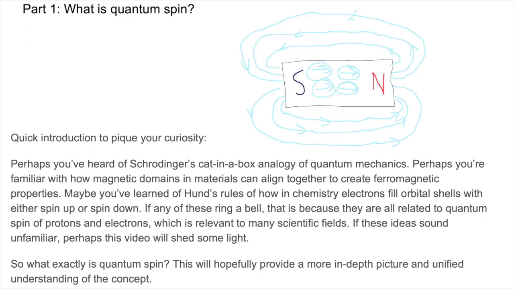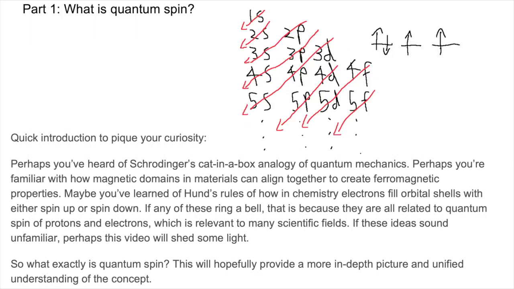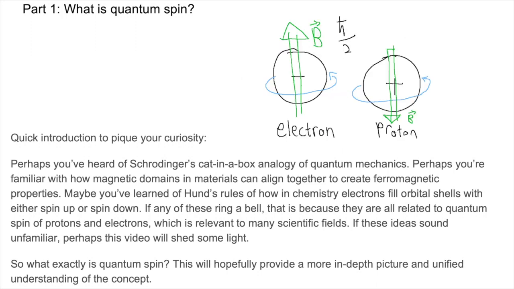Perhaps you're familiar with how magnetic domains in materials align together to create ferromagnetic properties. Maybe you've learned of Hund's rule, of how in chemistry electrons fill orbital shells with either spin up or spin down. If any of these ring a bell, that is because they are all related to quantum spin of protons and electrons, which is relevant to many scientific fields. If these ideas sound unfamiliar, perhaps this video will shed some light.